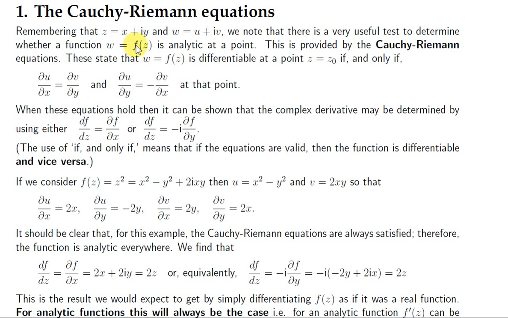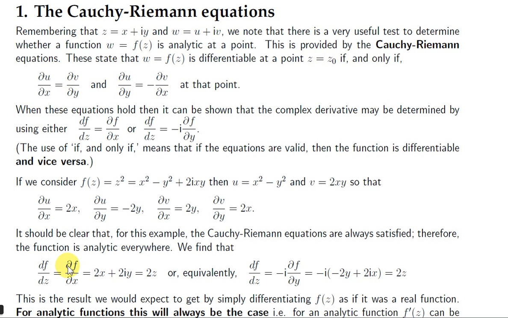In the last video we saw that if a function is differentiable at a certain point, say z0, then the Cauchy-Riemann equations hold at that point. We actually proved that fact. Now the converse is also true. If the Cauchy-Riemann equations hold at a point, then the function is differentiable at that point. We didn't prove that. U and V are the real and imaginary parts of f of z.